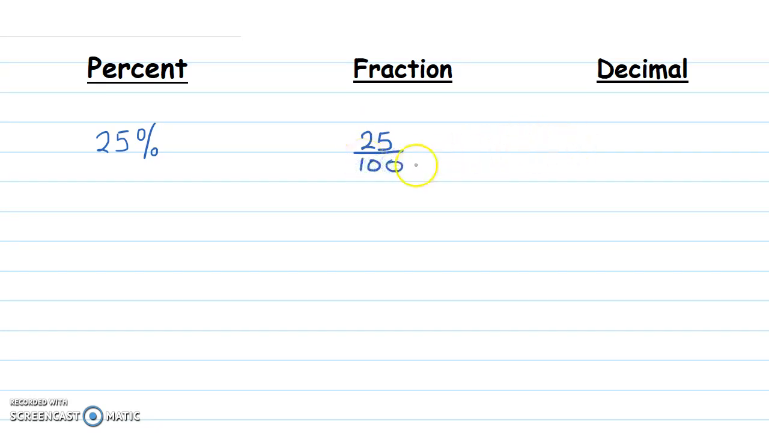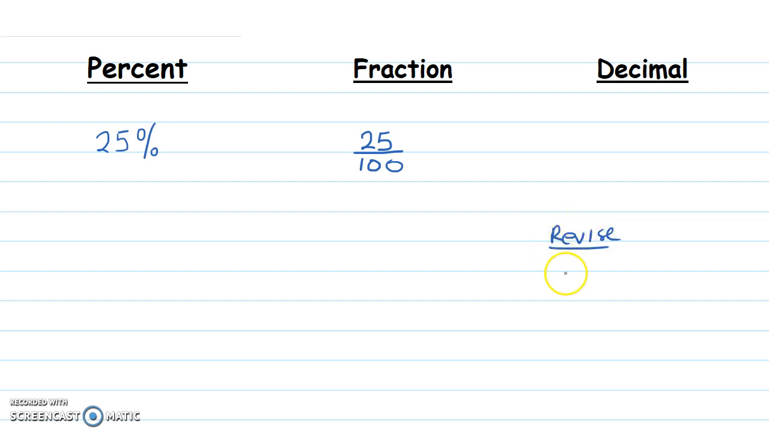We need to write 25 over 100 as a decimal. How can we write it? Any idea? Oh, you don't have an idea. So I'm going to tell you how to write it in decimals. Let's quickly revise how to write in decimal.